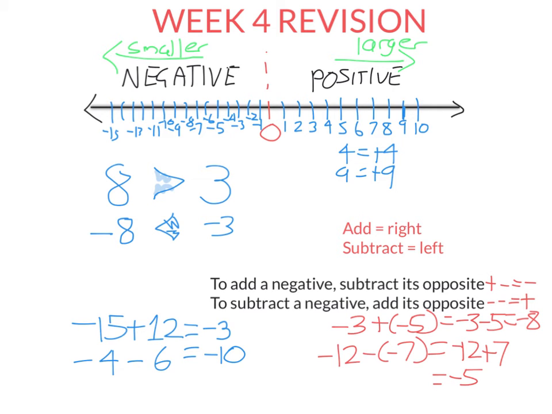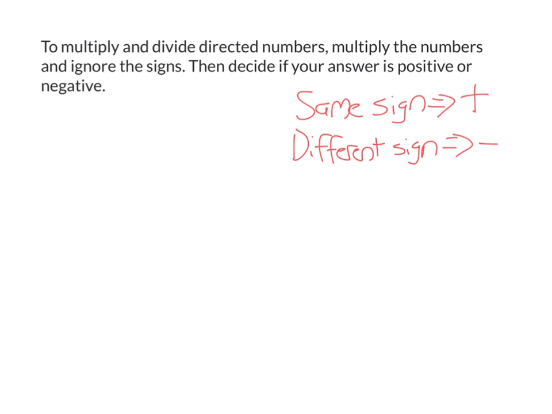All right, let's now look quickly at multiplying and dividing. So multiplying and dividing directed numbers is a lot easier than adding or subtracting, because all we do is just multiply and divide the numbers as normal and decide should our answer be positive or negative. So if both numbers being multiplied or divided are the same sign, that means both are positive or both negative, your answer's positive. But if there are different signs, so if you times a positive by a negative or you divide a negative by a positive, your answer is negative. Let's look at some examples.